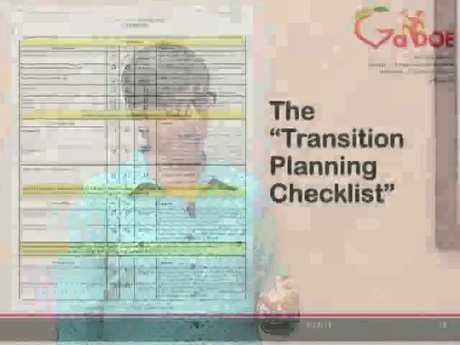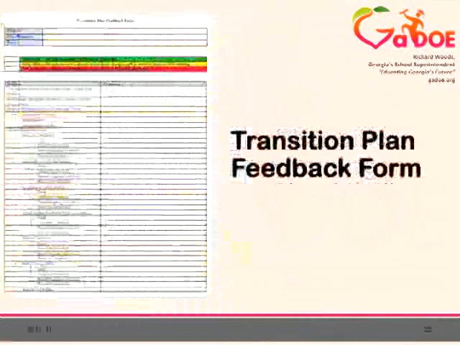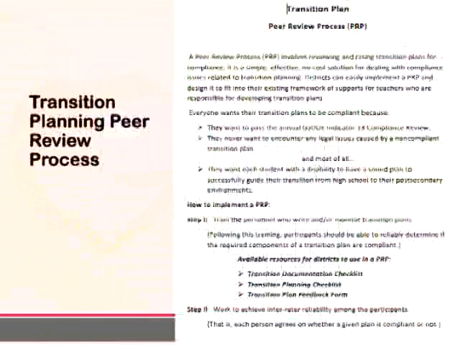Now, before we begin, I want you to make sure that you have downloaded and have access to the handouts. The handouts that we're going to be using are the Transition Planning Checklist, the Transition Feedback Form, the Transition Documentation Checklist, the Transition Plan Peer Review Process handout, and then some sample transition plans that we're going to use. We've got 4 of them. We're just going to call them Sample 1, 2, 3, and 4.